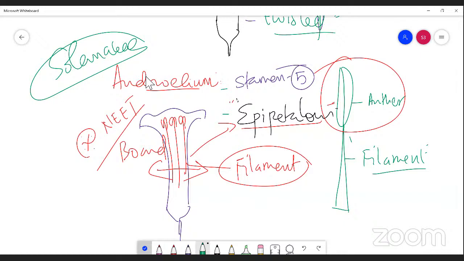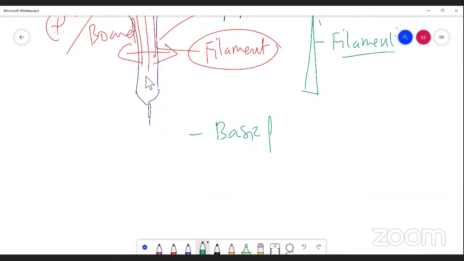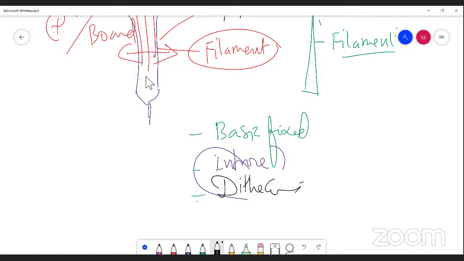Okay, the filaments and anthers, and the fixation is basifixed. It is basifixed. And the condition is introrse. Introrse means the anthers face inward, hidden inside the corolla, not extended, right? It is introrse and dehisces longitudinally. And the condition is dithecous. Dithecous means there will be two chambers. Now this is an androecium, right? When you take a cross section of the anther, it shows the two chambers, right? These are the anther's characters.